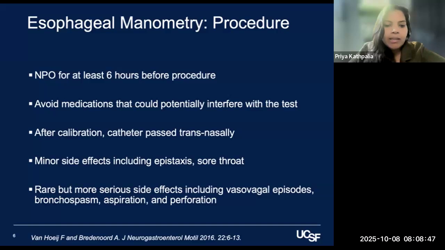After calibration, the catheter is passed transnasally. So you can imagine the minor side effects might include some epistaxis or sore throat. And rare but more serious side effects have happened, such as vasovagal episodes, bronchospasm events, and even aspiration events. Have not, thankfully, seen any perforations occurring from a manometry catheter. That would be a really aggressive placement. But even if a patient has a large diverticulum, for example, the likelihood of perforating is quite low.